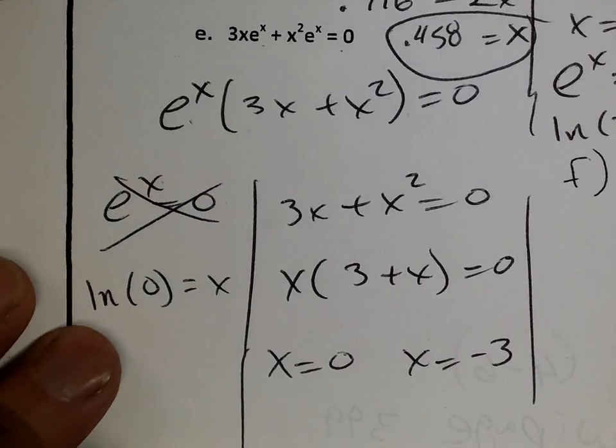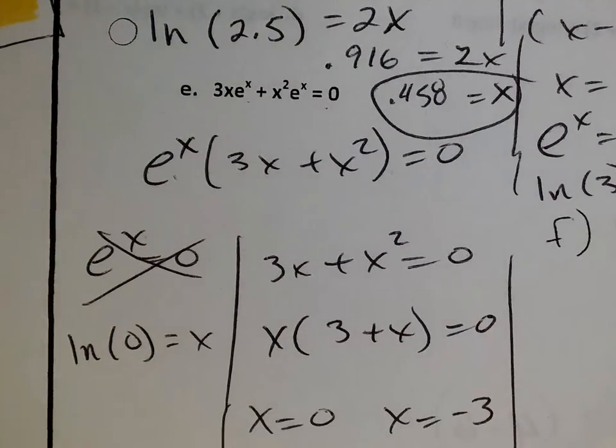If I go back to the original problem, I'm not plugging negative 3 into logs, am I? So the negative 3 is okay. I'm not plugging it into a logarithm, I'm just plugging it into x's. So negative 3 is okay. You just can't put a negative into a log. Okay? All right.